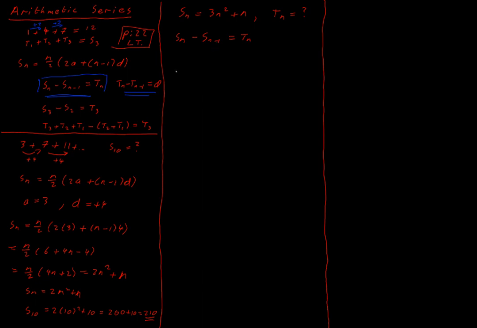So I want to write down what S of n minus 1 is. So S of n is 3n squared plus n. I'm given that in the question. And then minus 3 times n minus 1, all squared, plus n minus 1. Anywhere there was an n in my original formula, I now have written n minus 1. And I need to square out my brackets. Square the first, multiply the first by the second and double it, then square the second.